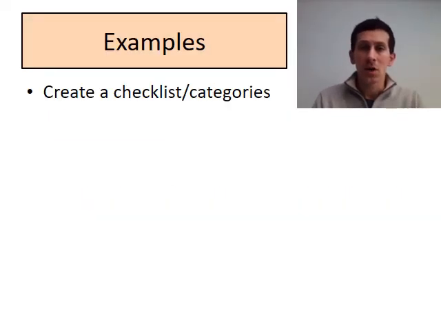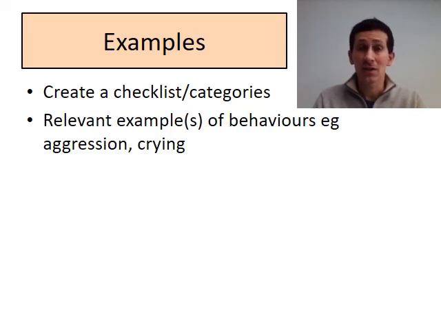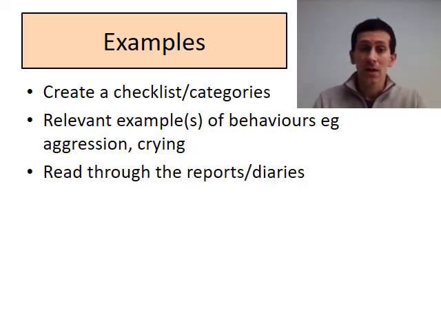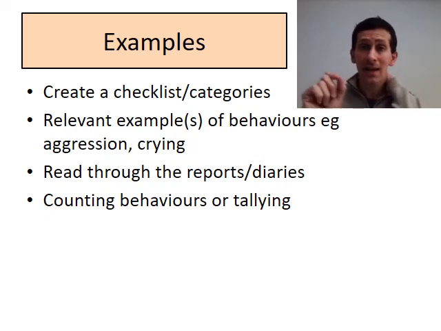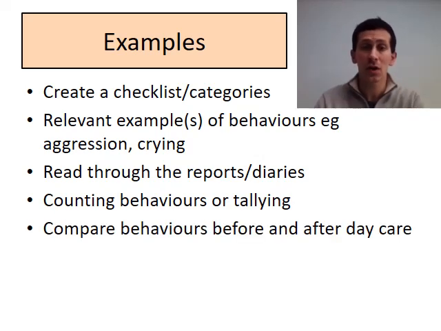So if we look at a few examples of this, when you're doing content analysis, it might involve creating a checklist, creating categories. You would have different examples of behaviours on there, I don't know, aggression, crying. It might involve reading through different diaries or through different reports as you're conducting your content analysis. Counting behaviours, tallying off every single time that behaviour occurs. It might be comparing behaviours before and after daycare to try and see whether daycare makes children more aggressive or not.